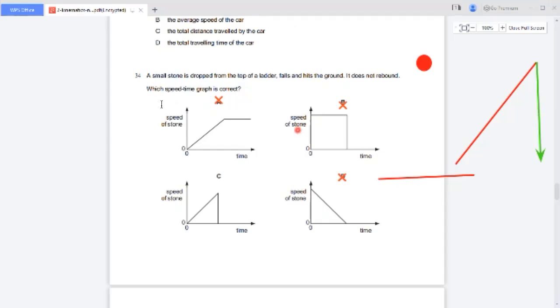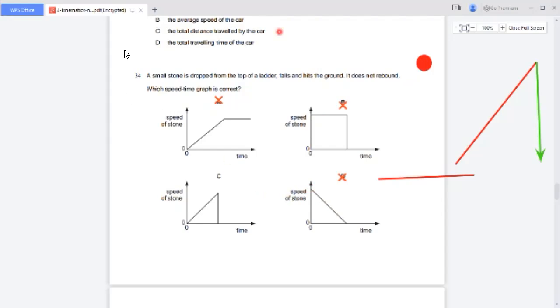It says the stone has some initial velocity and then its velocity decreases. See, its velocity is decreasing, but actually when an object falls its velocity increases. That's why this graph is incorrect.